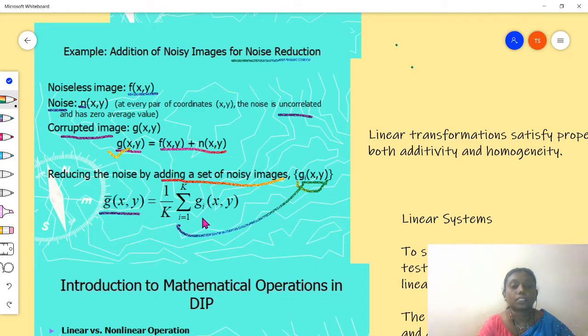So we are applying addition of a set of images. Addition means it is the sum of, so the sum is sigma of i equal to 1 to k, g of i of x comma y. We are adding all these. In this way, we do the addition of noisy images for noise reduction.